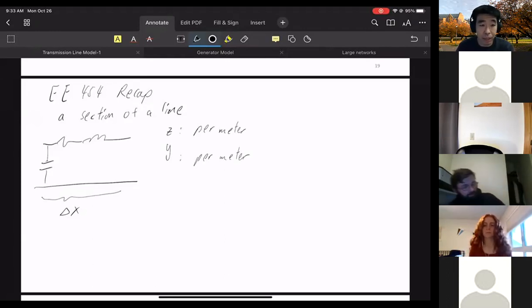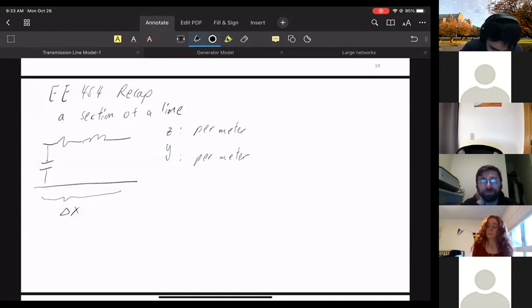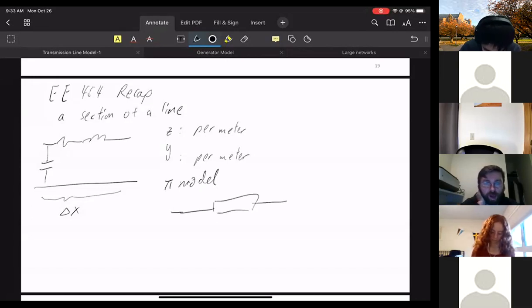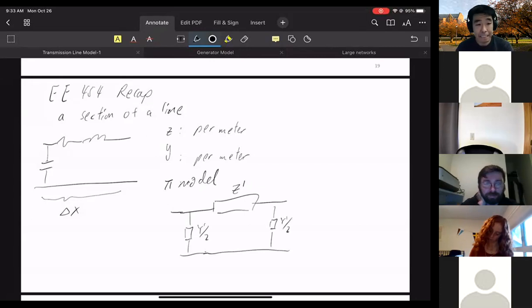And when we go from a small section of the line towards an entire line, if we look at the aggregate model of the line, then we have the pi model. The pi model is given by Z prime, Y prime over 2, Y prime over 2. So this is the entire line now. This is no longer a section of the line, but the entire line together modeled as a circuit element.